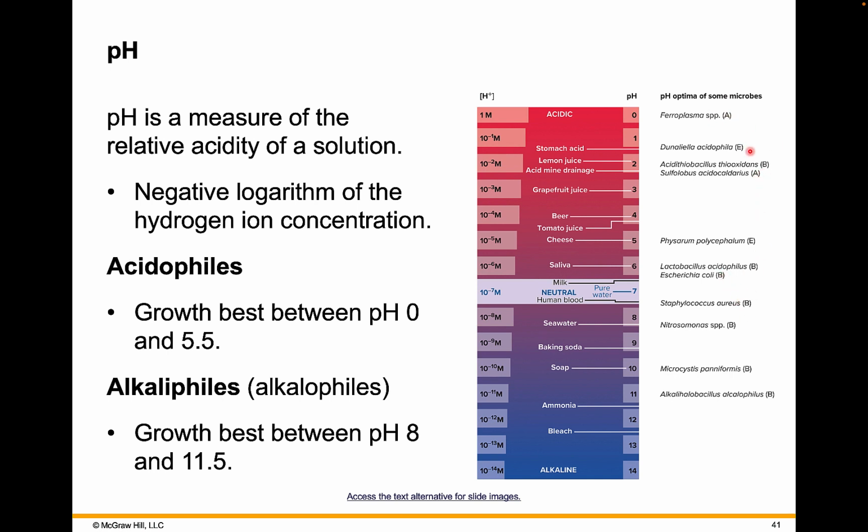So A stands for archaea, E for eukaryotes, and B for bacteria. So here you can see even Ferroplasma can grow at pH 0, whereas Acidithiobacillus and Sulfolobus can grow at close to pH 2. On the other hand, Lactobacillus acidophilus or E. coli prefer just below the neutral pH. Staphylococcus aureus likes to grow at a higher pH, just slightly alkaline, whereas Alkalibacillus alkalophilus can grow at pH 11 plus. So the alkaliphiles, or sometimes known as alkalophiles, grow best between 8 and 11.5.